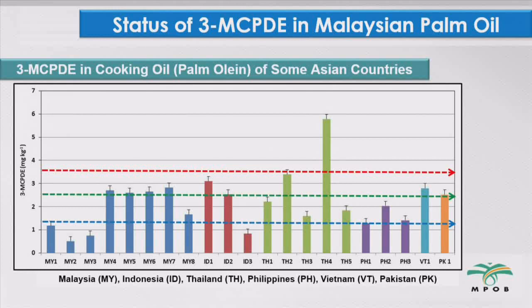This is Indonesia. This is Thailand. In Thailand, one sample is extremely high. We don't know the reason, but this is just a survey. Then, sorry, this is Philippines, this is Vietnam, and also one sample from Pakistan. Pakistan is about similar to that of Malaysia and also Indonesia.